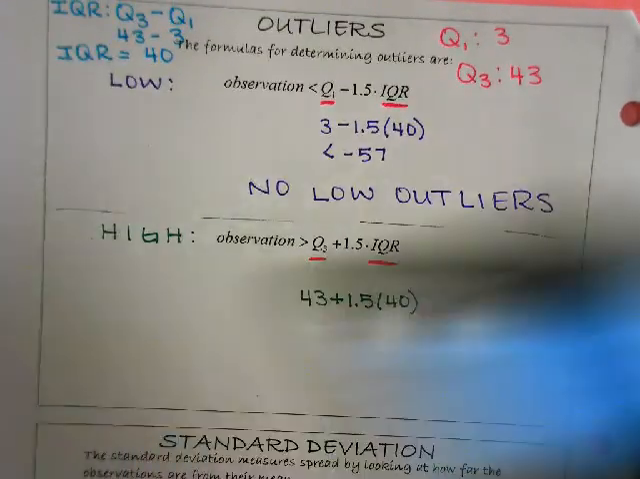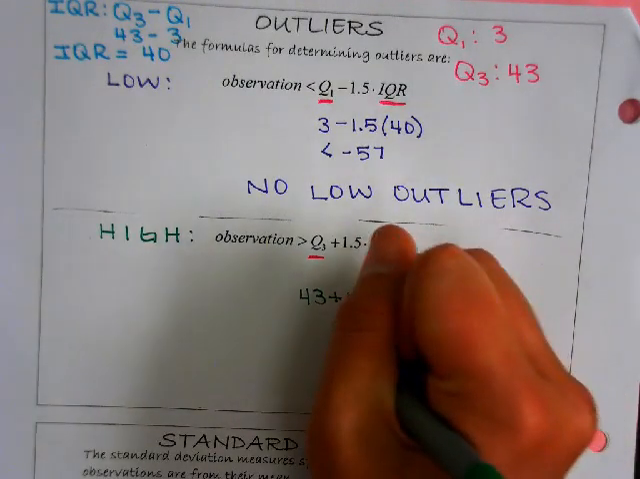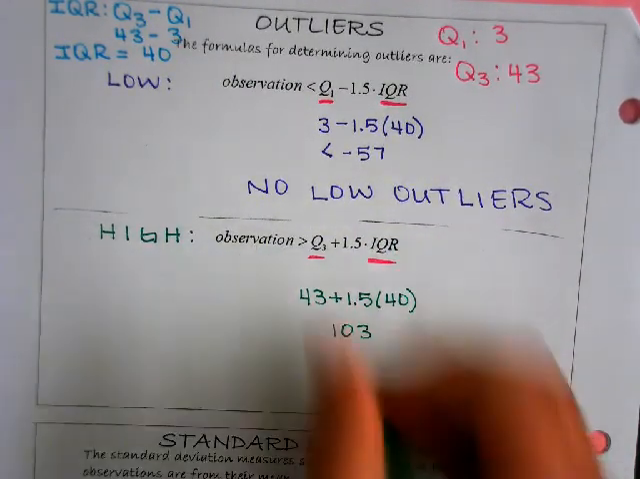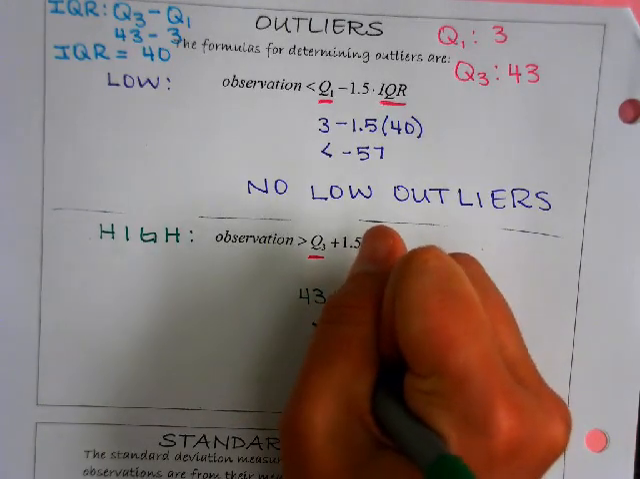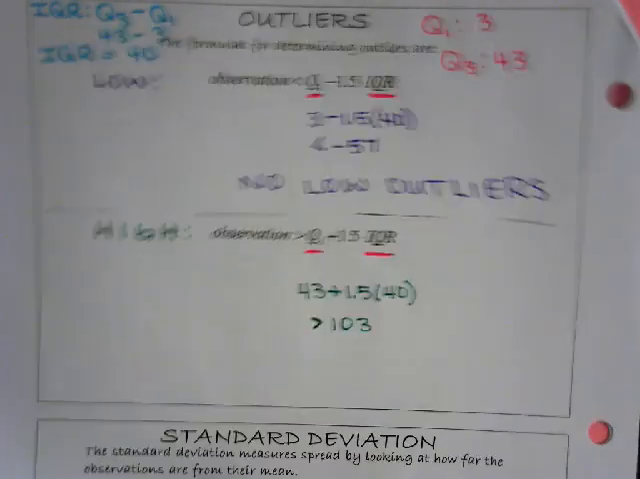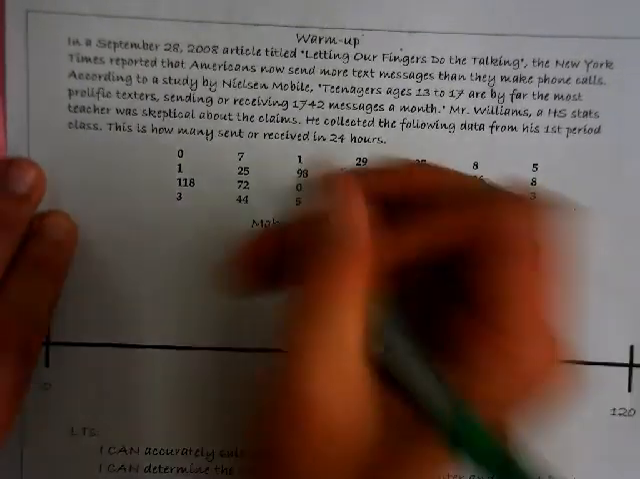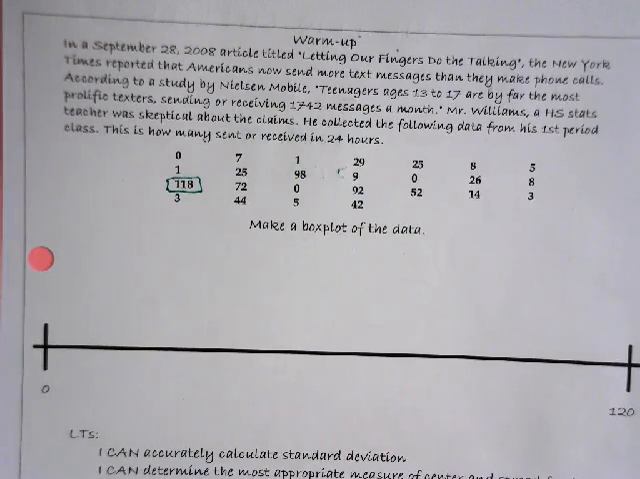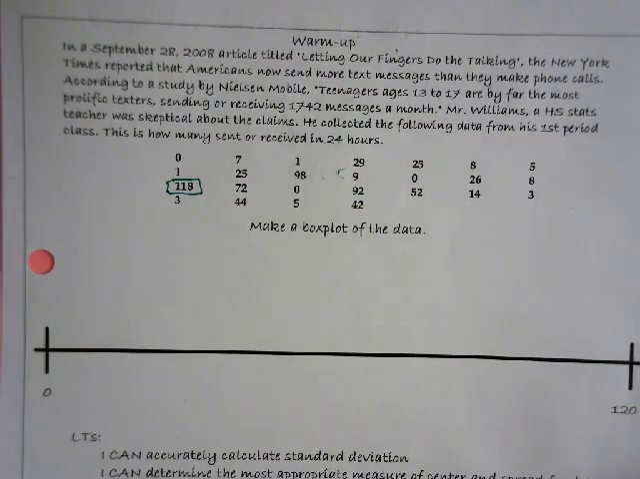And this time, we're looking for observations greater than. So we're looking for any of our data that was greater than 103. And if we flip back, we had 118. And remember when Seth put his box plot up here for us, it was a dot off by itself because it was an outlier. So 118 is our outlier.